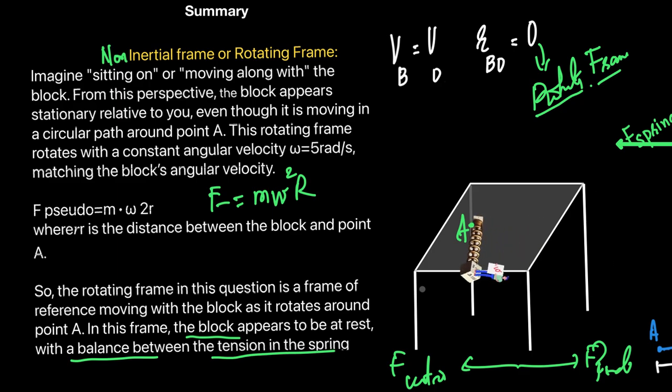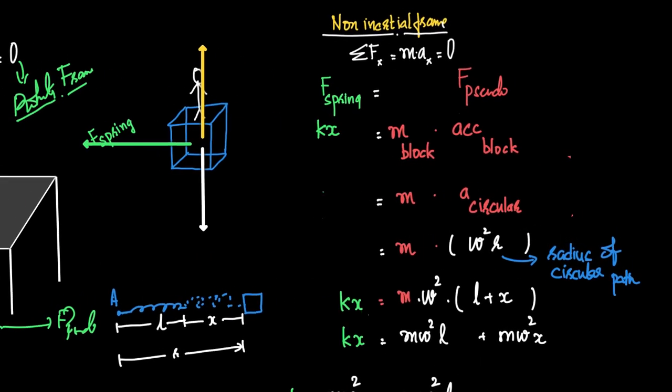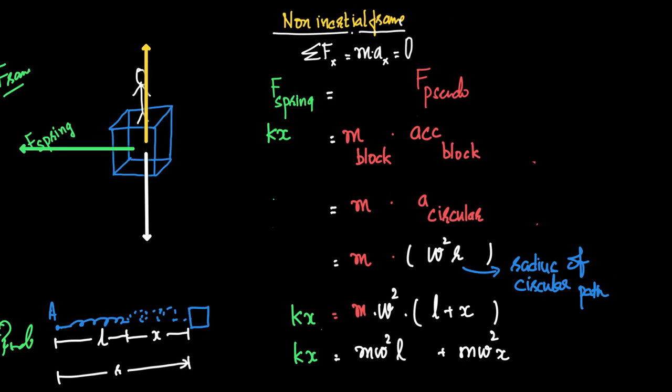Now that we have done this, what can we do next? We can now try to solve the question. How will you solve it? Considering the non-inertial frame, sigma Fx implies m into a is equal to 0. Why? Because the object is in equilibrium with respect to the observer standing on the block, which means the only two forces acting here will be F spring and the other force, F pseudo.